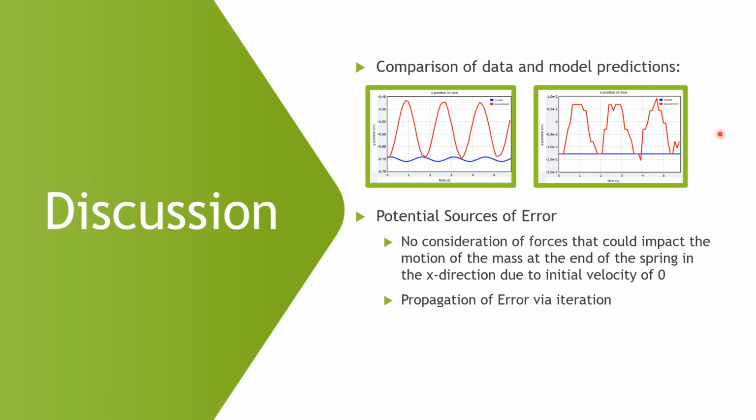We'll notice that our data predictions oscillated much more wildly than our model predictions in both the x and the y direction. The x direction, it makes sense because the initial velocity for our x value was 0. So even though there was a little bit of fluctuation, it's really nothing in comparison to the changes in the y direction. Some potential sources of error are that there was no consideration of forces that could impact the motion of the mass at the end of the spring in the x direction due to that initial x velocity of 0, and that we had some propagation of error via iteration.